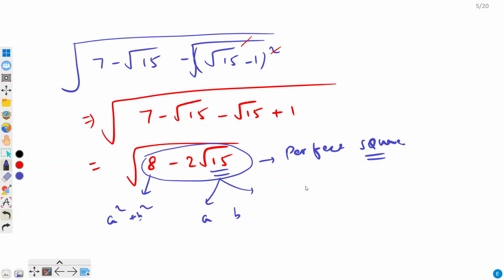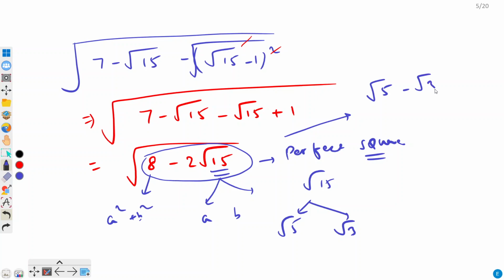So let's say I take root 15 as root 5 and root 3. Let's say I split this into two parts, root 5 and root 3. So can I write 8 as root 5 square plus root 3 square? Yes, right? 5 plus 3, that would be 8. So this is nothing but (root 5 minus root 3) whole square under the square root. So this would give us 5 plus 3, 8, minus 2ab, 2 root 5 into root 3, 2 root 15. So from here we can write root 5 minus root 3. So this is our answer.